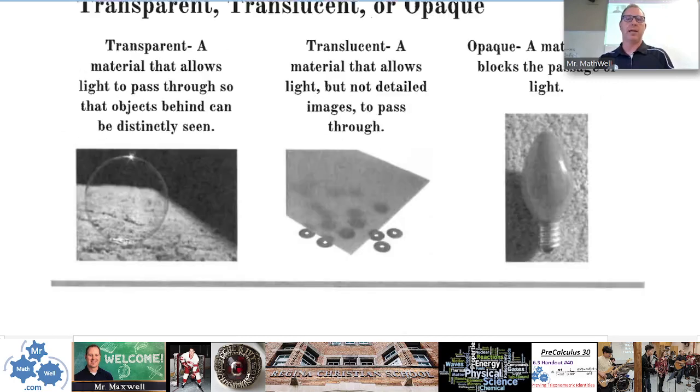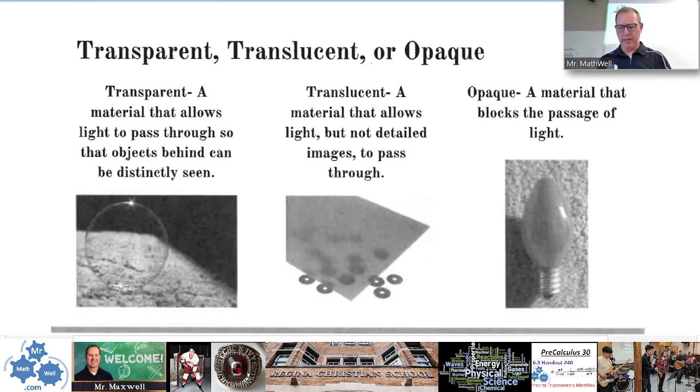So malleable and ductile. Let's talk about transparent, translucent, and opaque. So these are also some descriptor words that are important to know the difference between. So transparent: a material that allows light to pass through so that objects behind can be distinctly seen. So if you can see through something very clearly, like a piece of glass, right, the window, if you can see through that very clearly and the objects on the other side can be seen very distinctly, then that substance would be called very transparent.